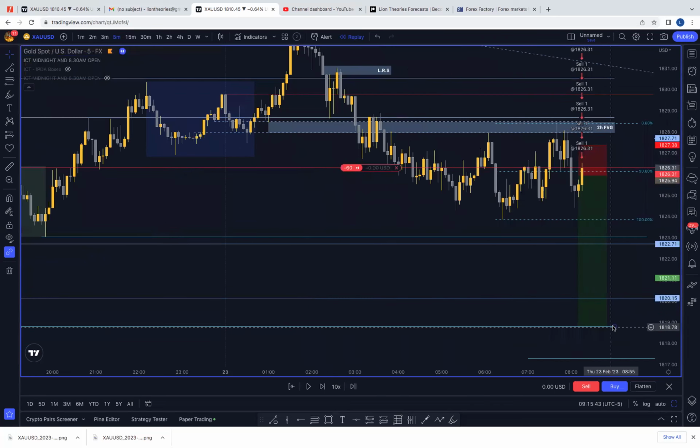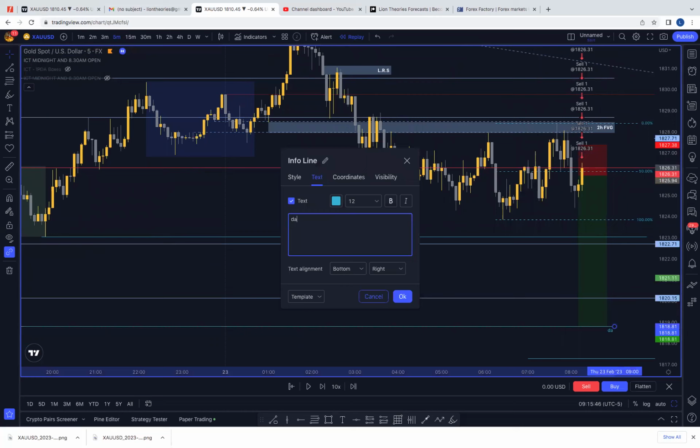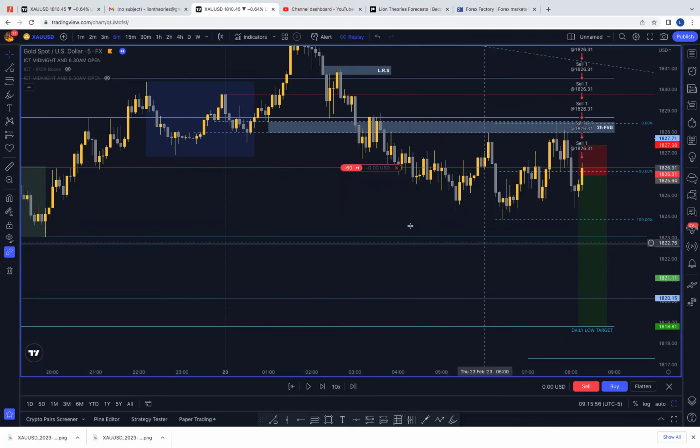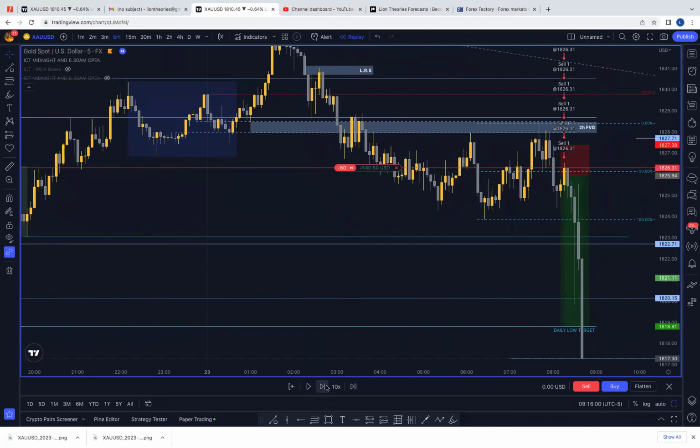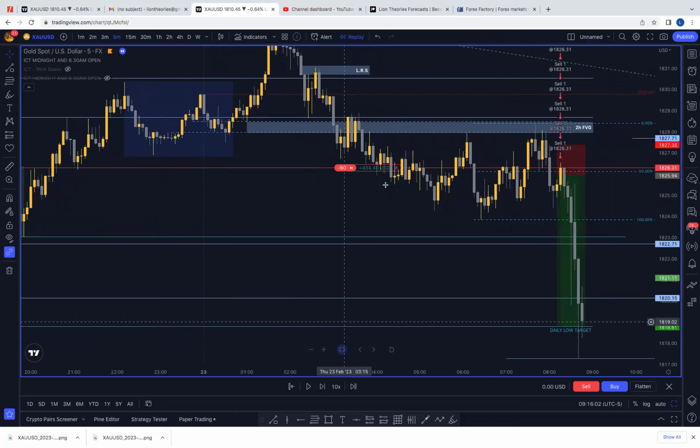Remember, this is the line, the daily low. Targets. All right. So let's just see what happens. Done.